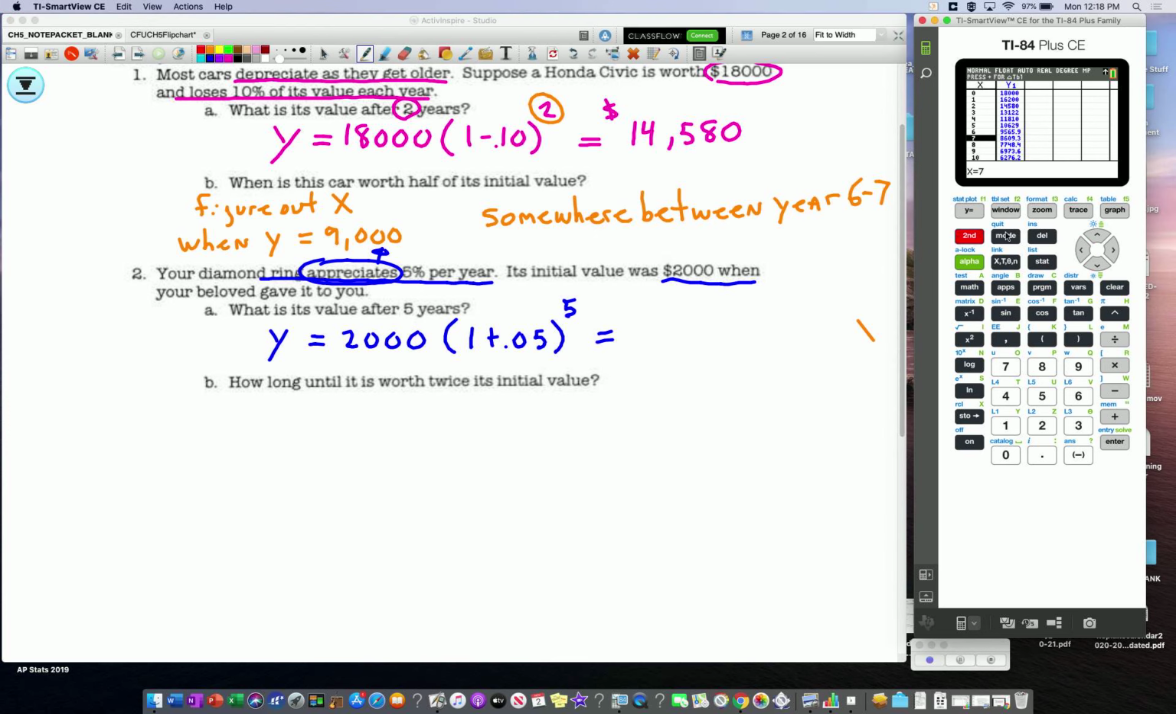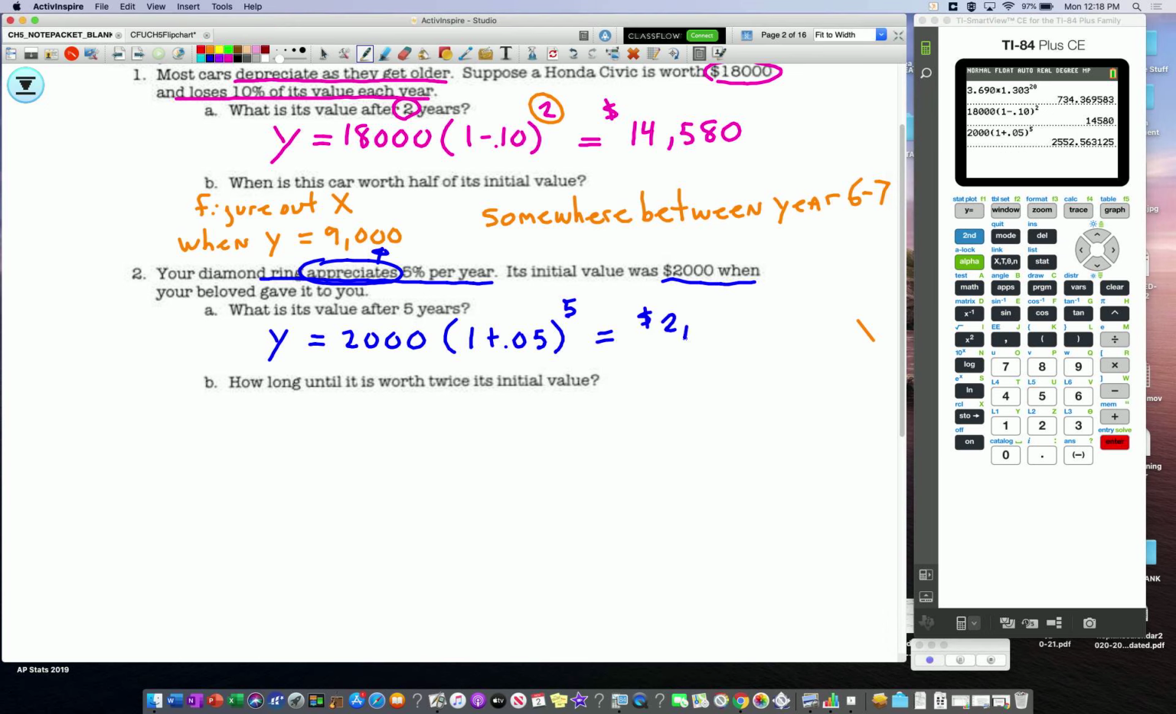So, new equation. I'm going to exit out here. I start at 2,000. Now I want to go 1 plus 0.05 and raise it to the 5th power. So I get $2,552.56. Now, just like I did the last one, I want to know when is it worth twice its value. So I want to know when is it worth $4,000.